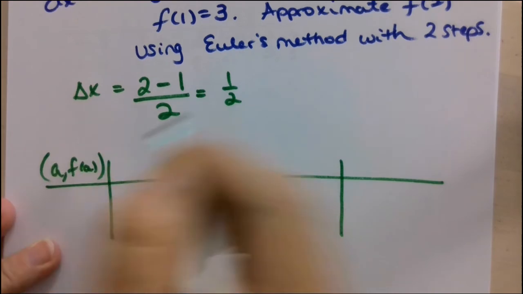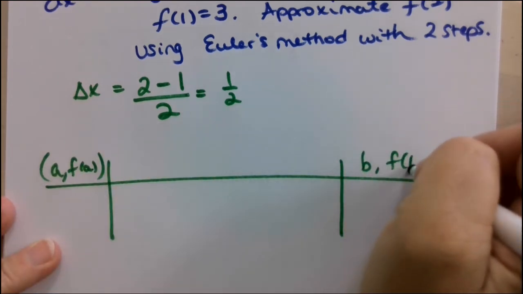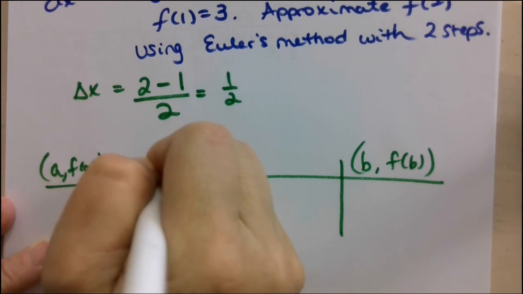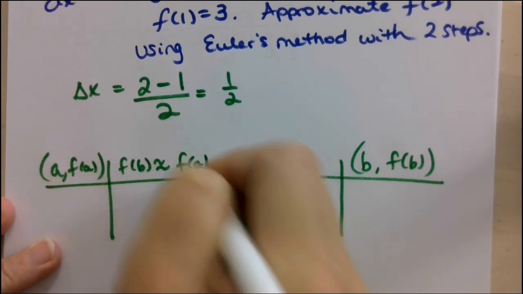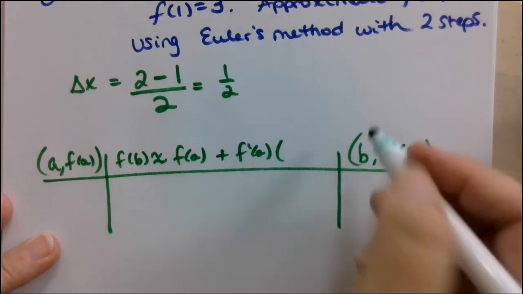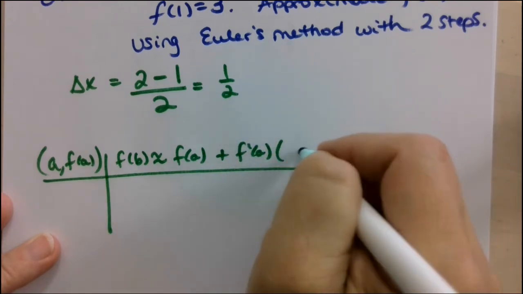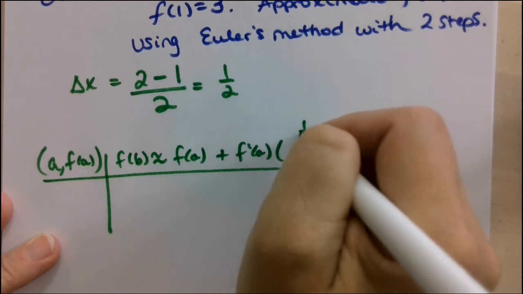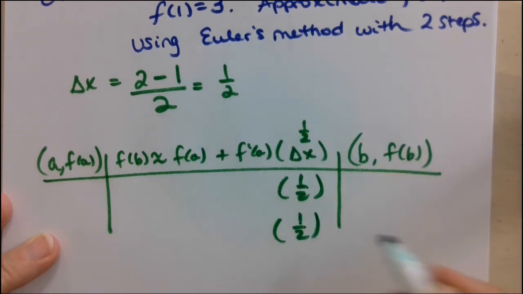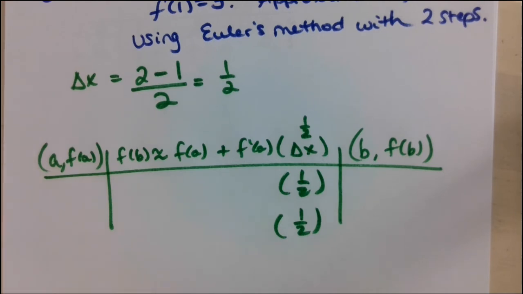We're going to start with our a, f of a, end up with b, f of b, and in between, f of b is going to be f of a plus f prime of a times our delta x, which in this case is 1/2. In fact, I'm just going to go ahead and put in 1/2. That's our delta x.